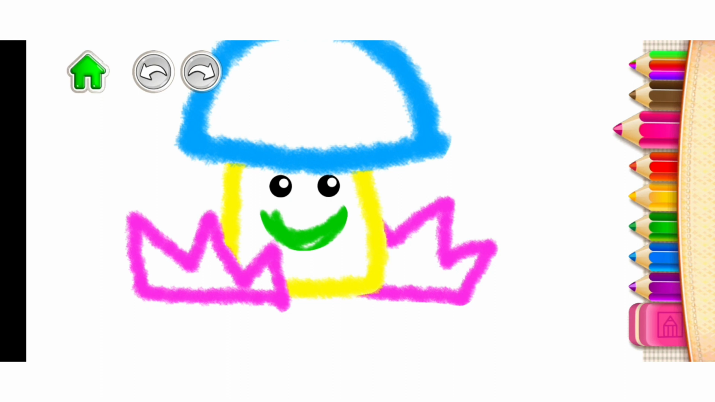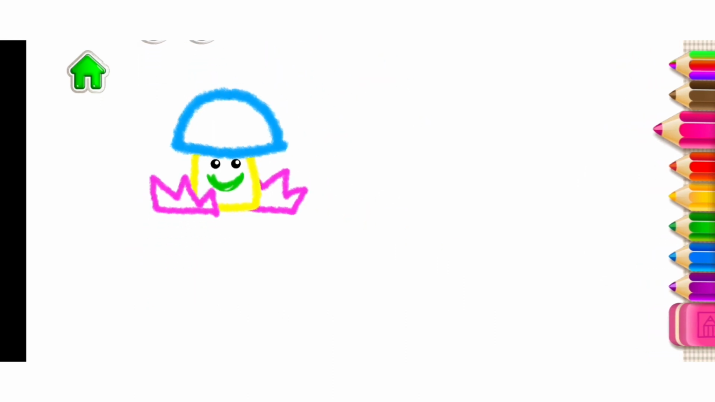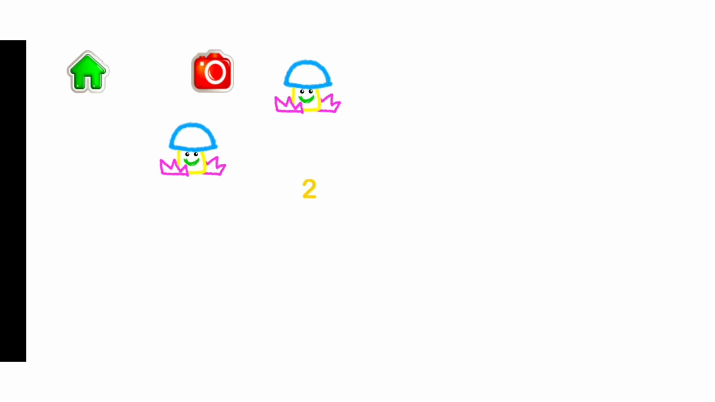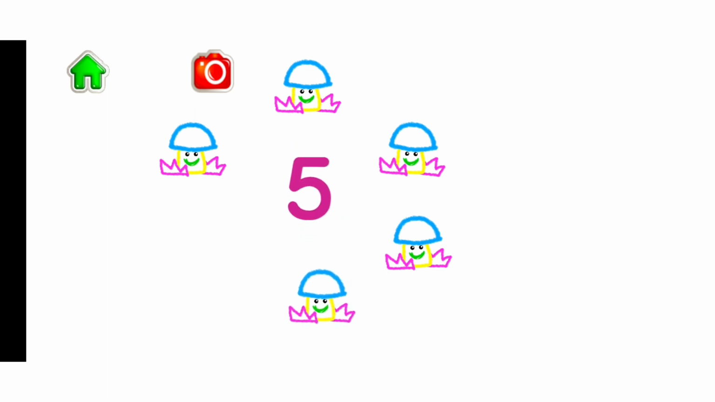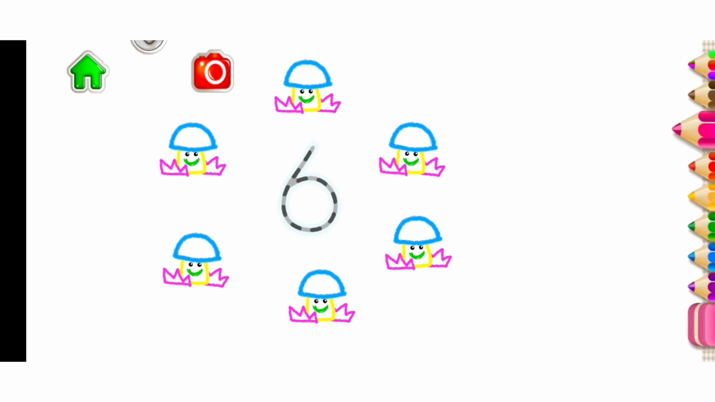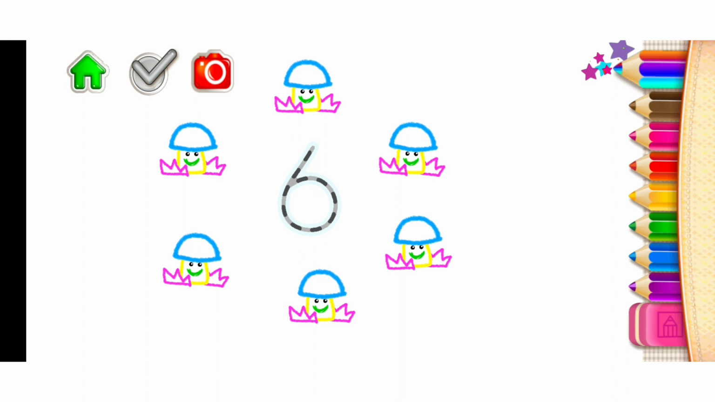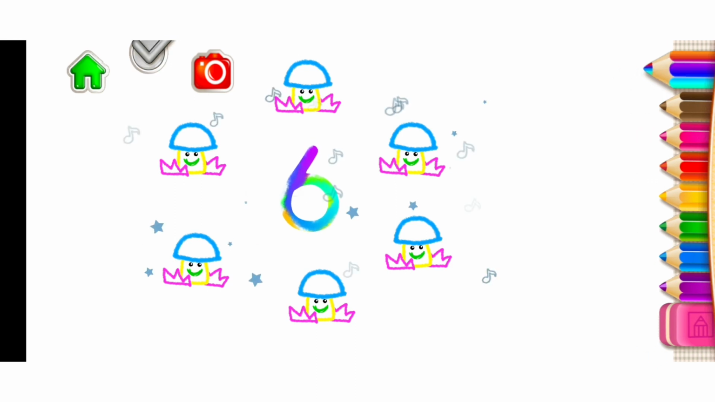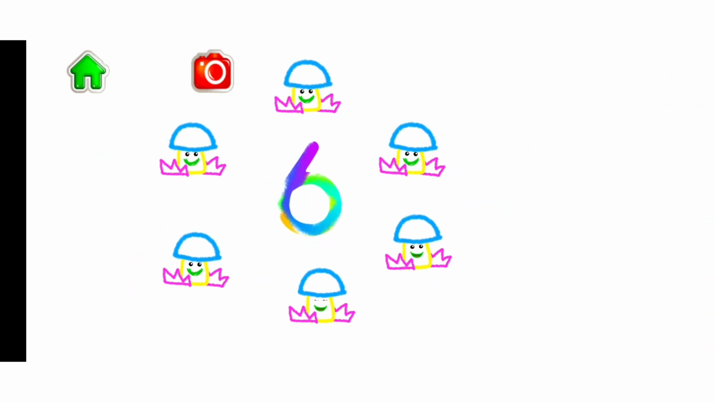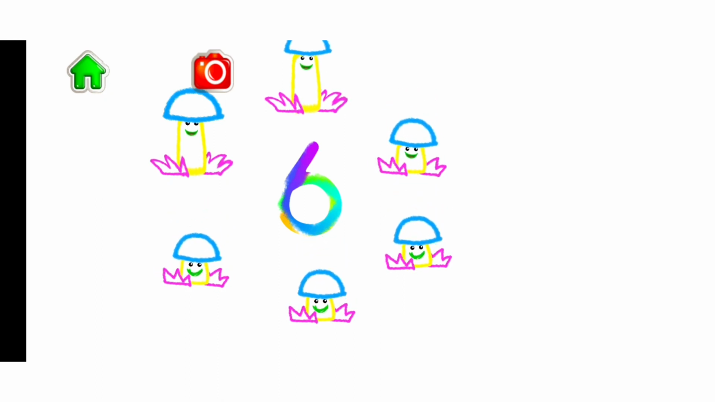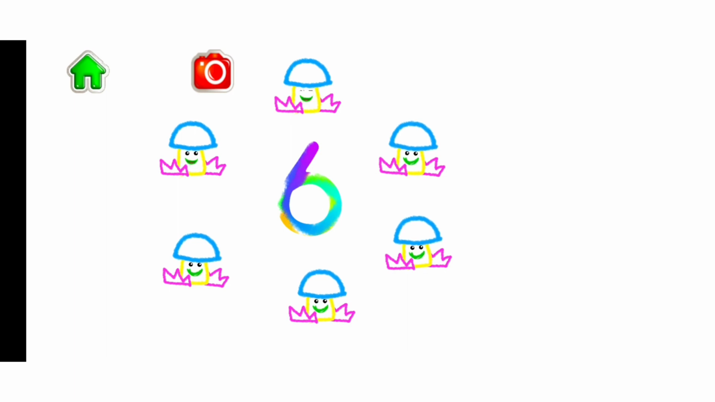Good job! Let's count the mushrooms. 1, 2, 3, 4, 5, 6. 6 mushrooms. Write the number 6 and the mushrooms will grow.